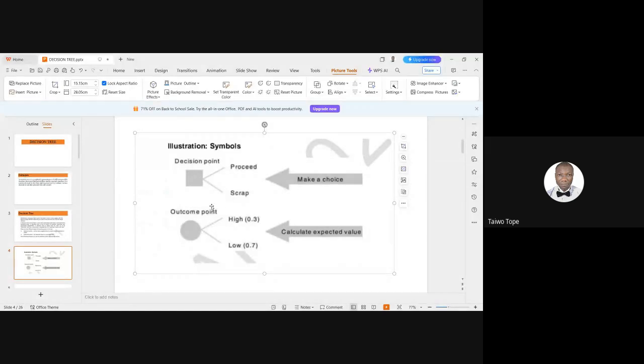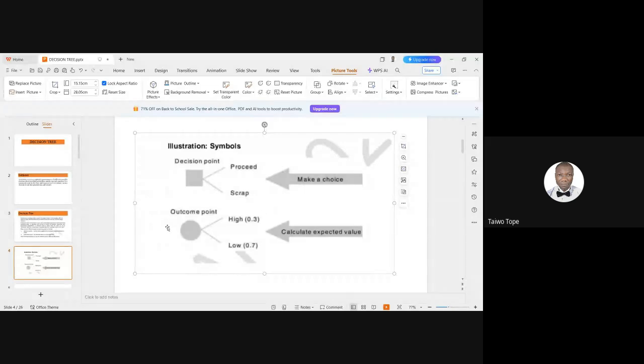For the outcome or chance node, this is where probability is attached. Most literature uses the term chance node. So at the chance node, when it is high, the probability is 0.3; when it is low, the probability is 0.7. At this point, you can use these probabilities to calculate the expected value associated with these points. This chance node can still lead to further alternatives.